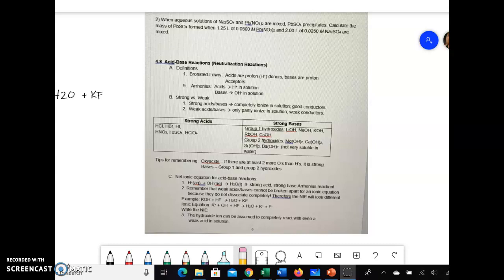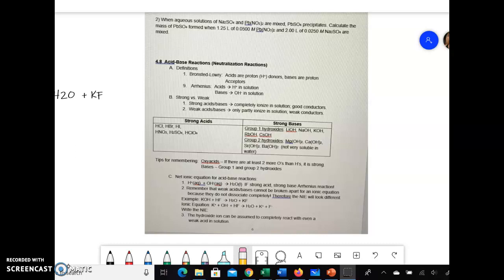Another review of strong versus weak. Just remember that strong things break apart completely, or so close to completely that we consider it to be 100%. So you might see words like completely dissociate, which means to break apart. You might see completely ionize, which means to become ions, because when they break apart, they do become ions. And because strong acids and bases produce a lot of ions, they are good conductors. Weak acids and bases will stay together mostly, and then a few of those compounds will break into ions. So we consider them to be weak conductors or weak electrolytes because they do produce some ions, but not very many.